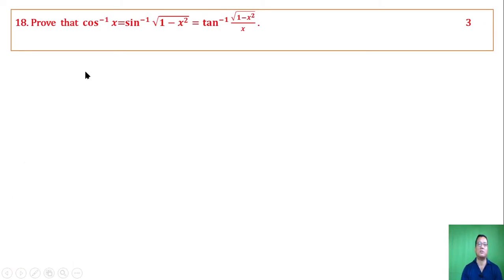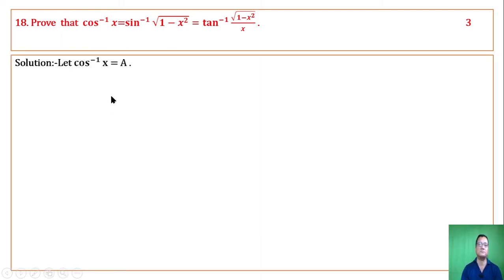Prove that cos inverse x equal to sin inverse of root over 1 minus x square equal to tan inverse of root over 1 minus x square by x, which is 3 marks. Let cos inverse x be a. Then cos a equal to x. Sin a value is root over 1 minus cos square a, and cos a is x, so root over 1 minus x square. Now put it in a.